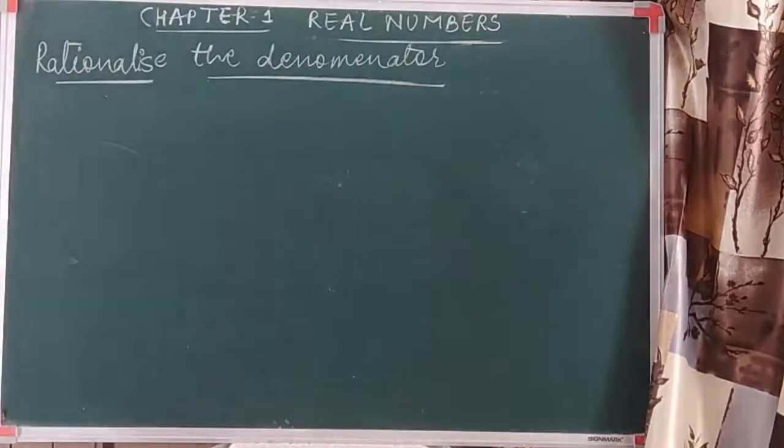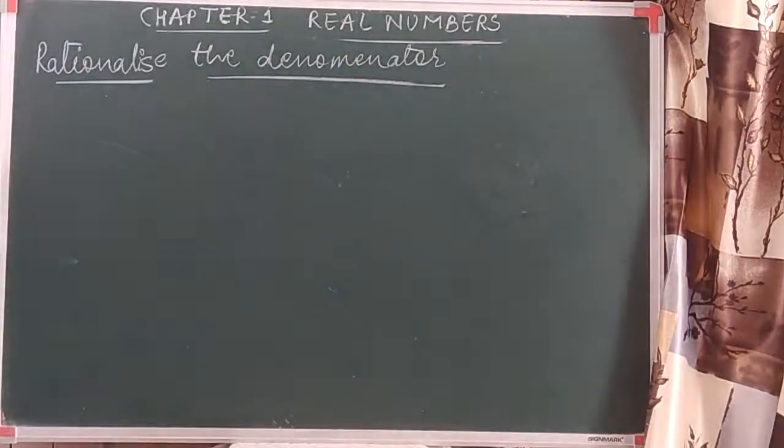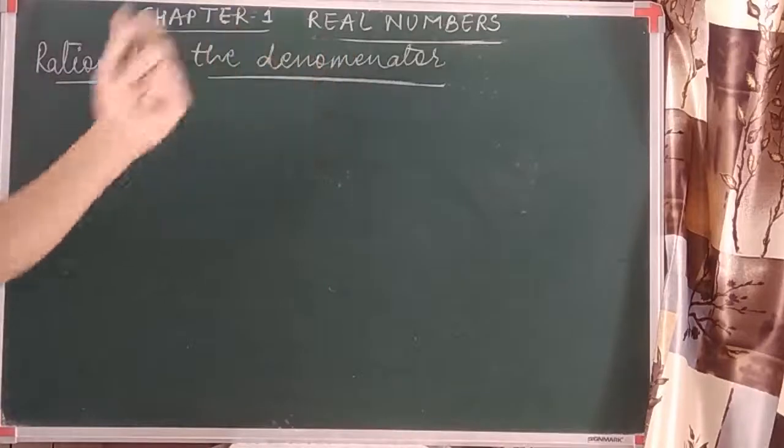This is an interesting topic. This kind of question can come in the exam sometimes as objectives and sometimes as a 2-mark question. Let's see. The topic is rationalize the denominator. See, understand the topic. Rationalize the denominator.